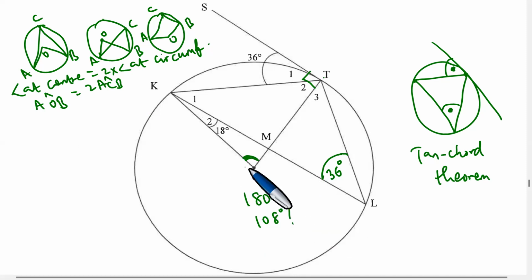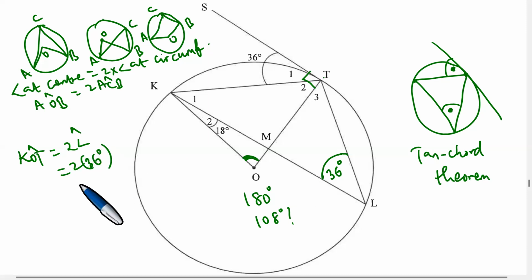If you use that here, you can see that the question the examiner asked is this shape, but turned upside down. So you'll come here and say KOT, which is the angle at center, is twice this one here. It is twice angle L. But you can see that angle L is already 36 degrees, and therefore this is 72 degrees.